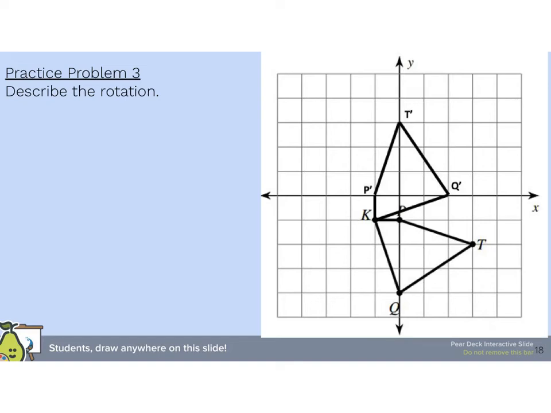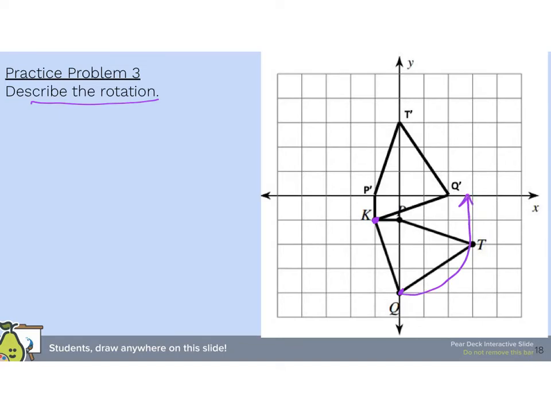All right, so example 3, again, we're just describing the rotation, and there's always two options. Let's see, pre-image is down here. K is our point of rotation. So one that's easy for me to see is point Q. So where did point Q move?